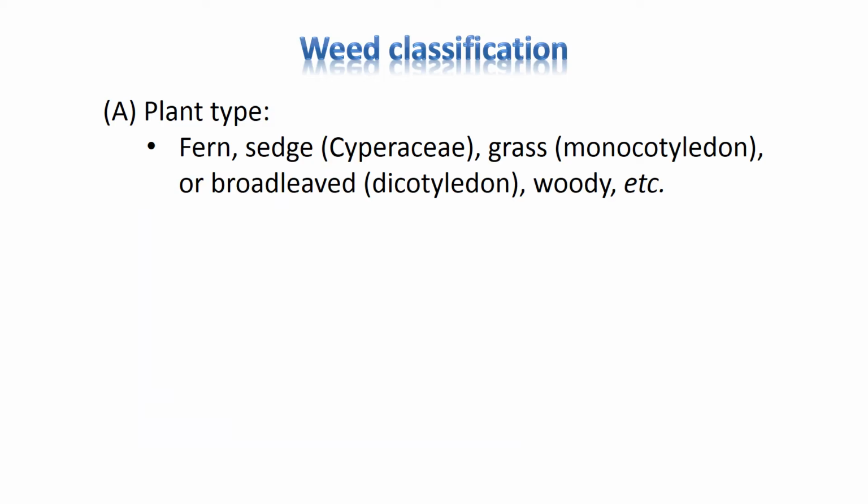First, the plant type. The type of plant, a general botanical group, is an essential bit of knowledge but not very useful as a complete classification system. It is important that we know whether a weed is a fern, sedge or cypress, grass, a broadleaf, woody, etc. You should not begin to attempt control or try to understand weedy behavior until this is known, until you know about the plant type of the weed.